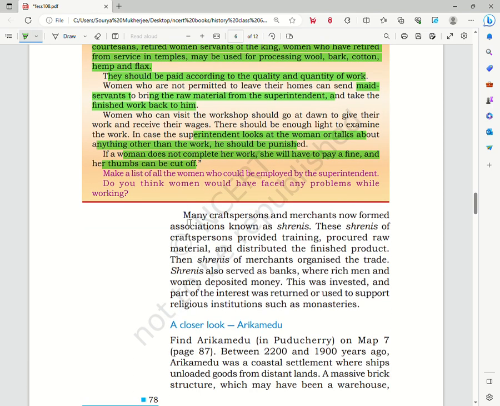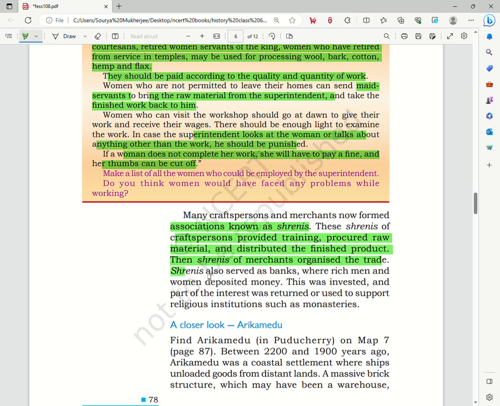So let's continue. Many craftspersons and merchants now formed associations known as Shrenis. These Shrenis of craftspersons provided training, produced raw materials, and distributed the finished products. So we see that as the number of craftspersons and industries grew, these craftspersons formed associations or groups. These groups were known as the Shrenis, and they gave training to new craftspersons, and they provided the raw materials to the craftsmen. And they were also responsible for the sale and distribution of the finished product produced by these craftsmen. And then we see these Shrenis of merchants organize the trade. So the sale of the finished products was organized by the Shrenis.